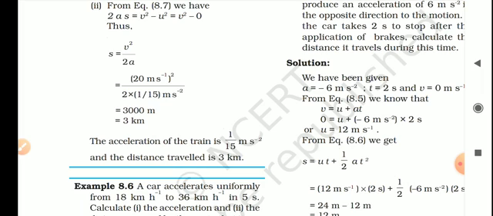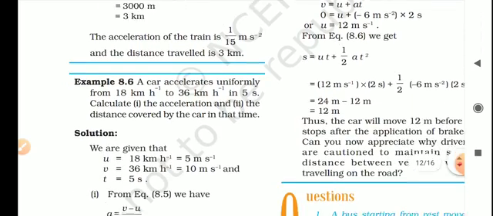So in this example, what is important is you have to understand the given conditions, as well as you should know the equations of motion. Then only you will be able to calculate the things asked in the problem.